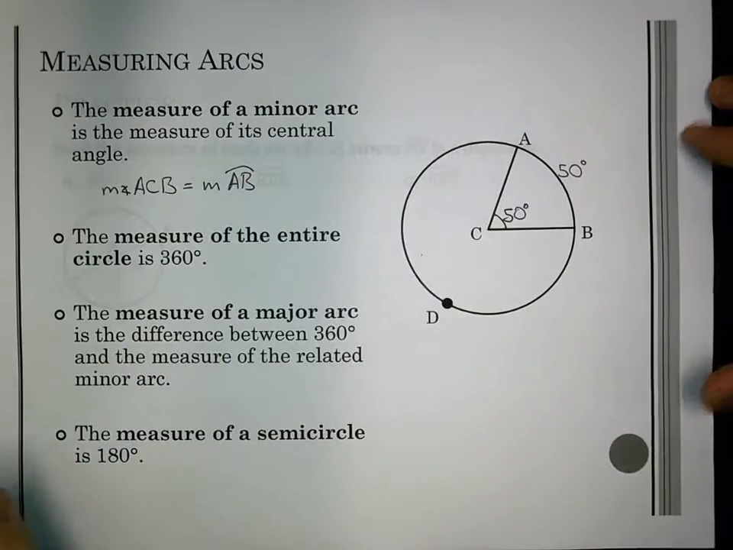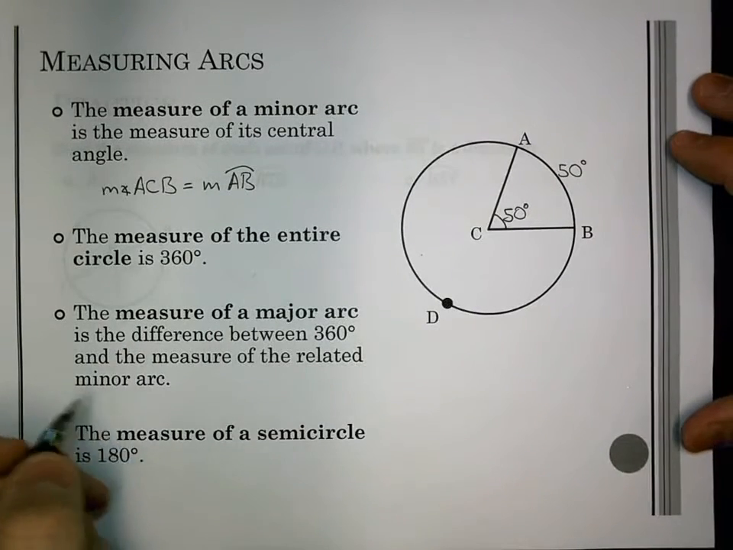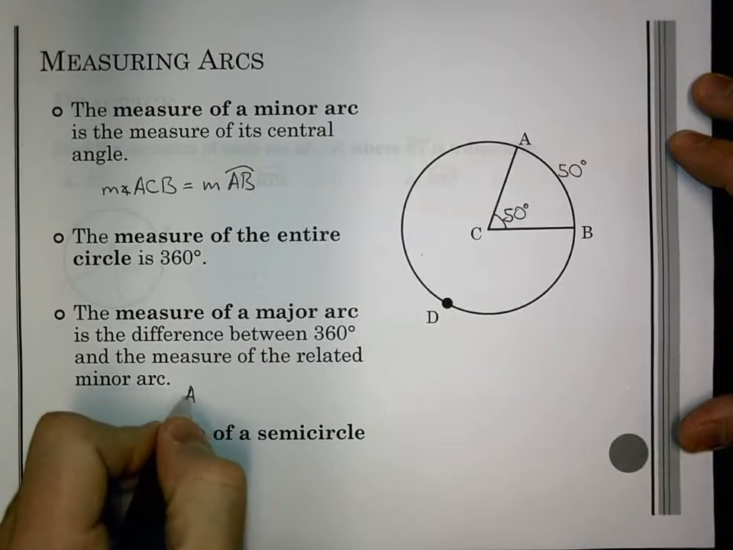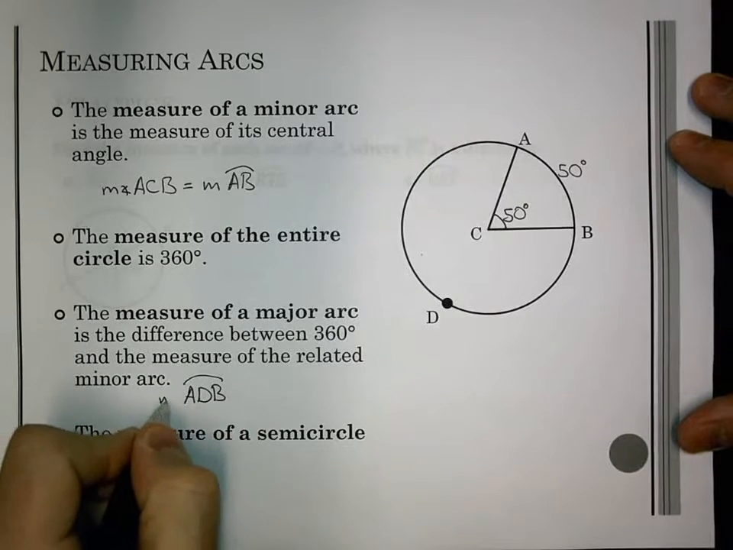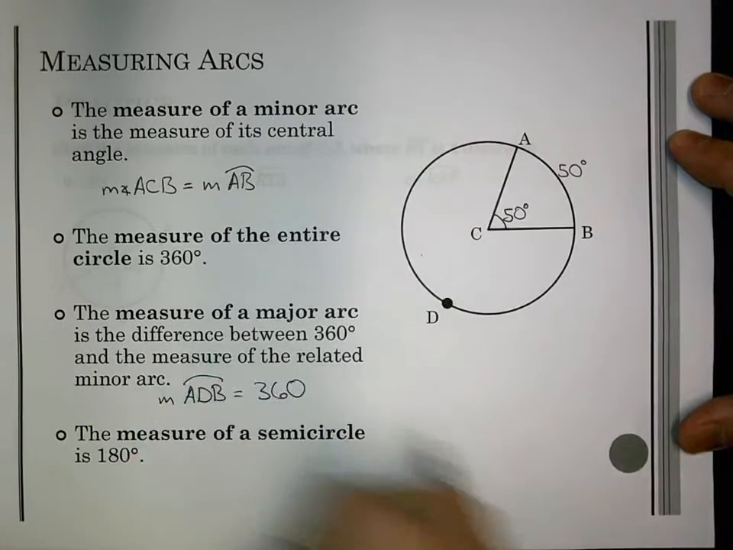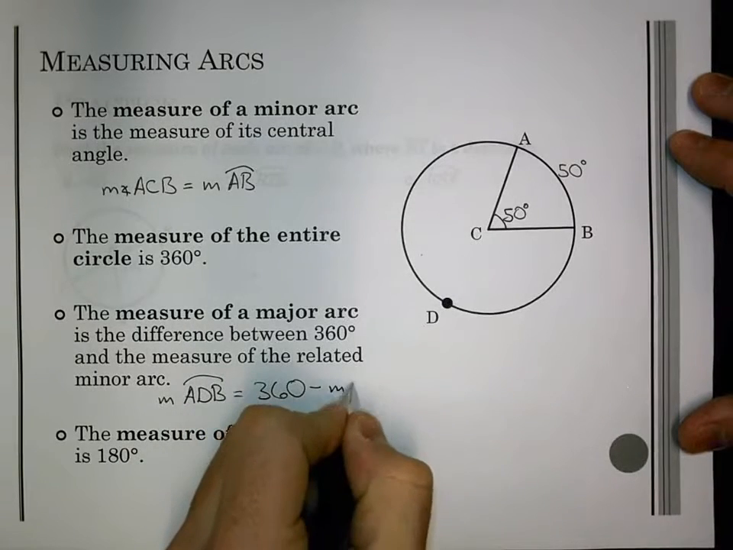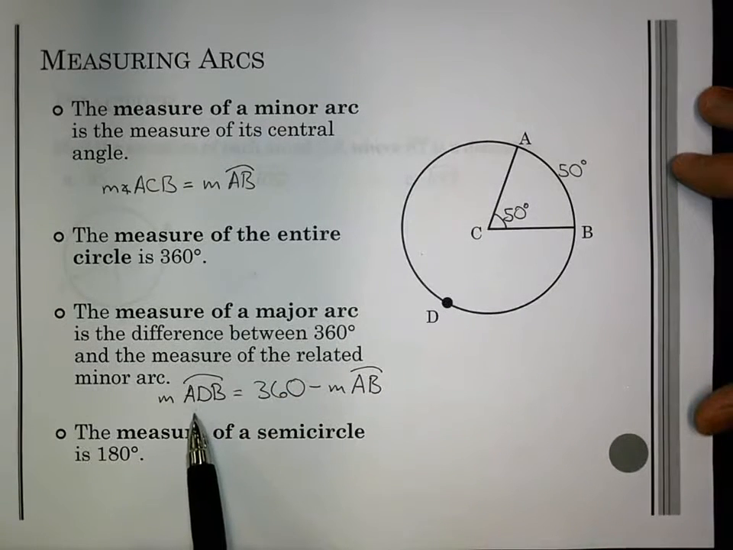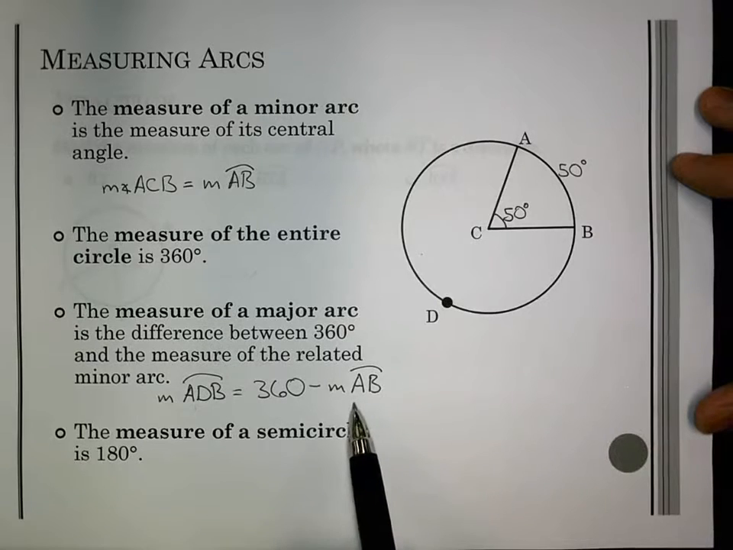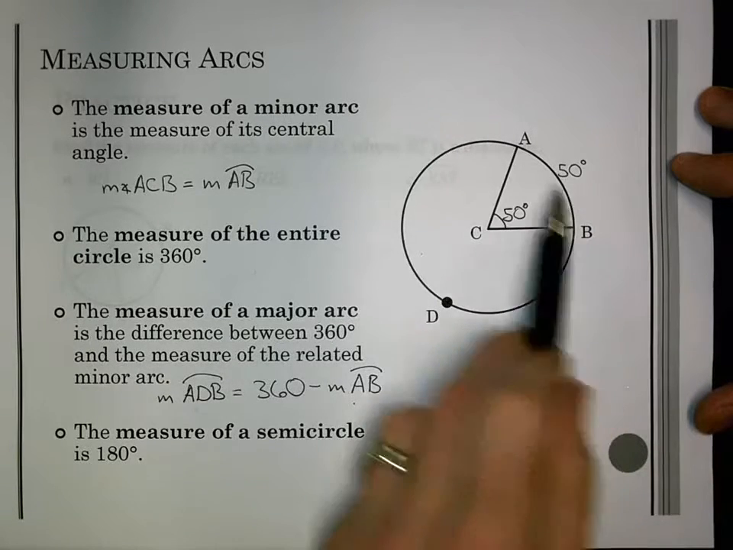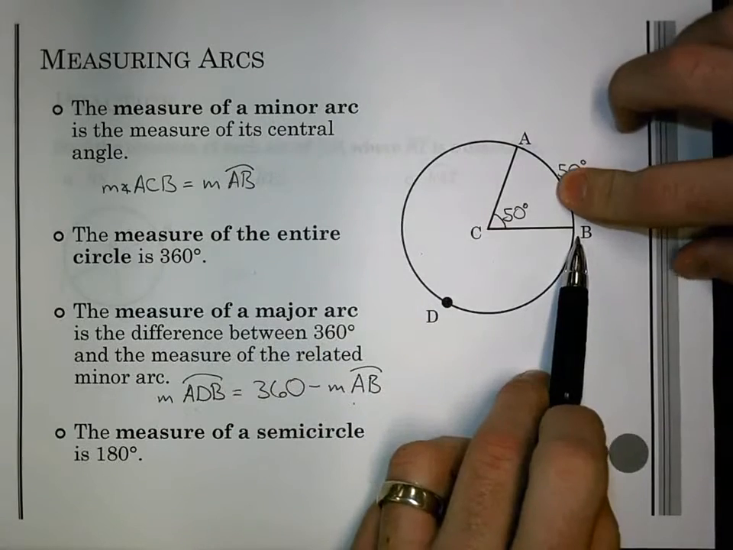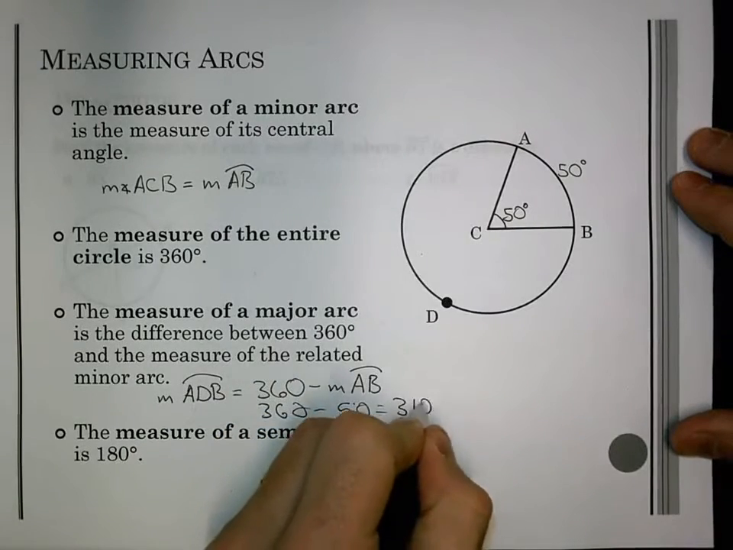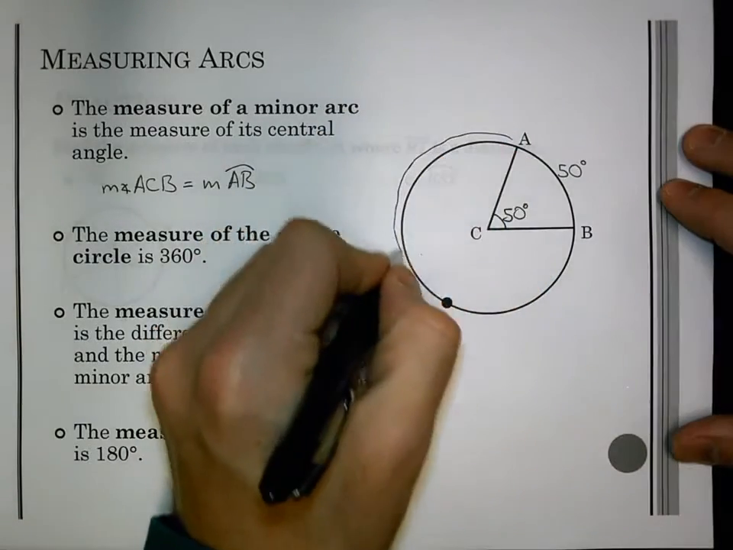Now, the measure of the major arc is the difference between 360 and the measure of its related minor arc. Well, like we mentioned earlier, our major arc here is ADB. So the measure of that is equal to 360 degrees minus the measure of AB. Or that major arc is equal to the whole circle minus the other part, which was AB. So it's all of this without that piece. So 360 minus 50 would give us 310 in this case. So it'd be 310 degrees for the major arc.